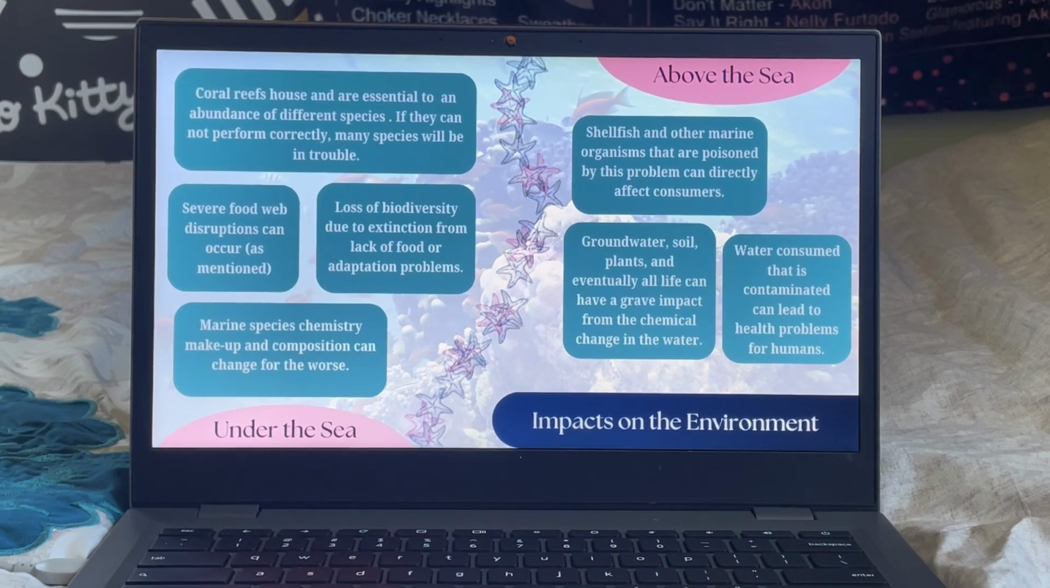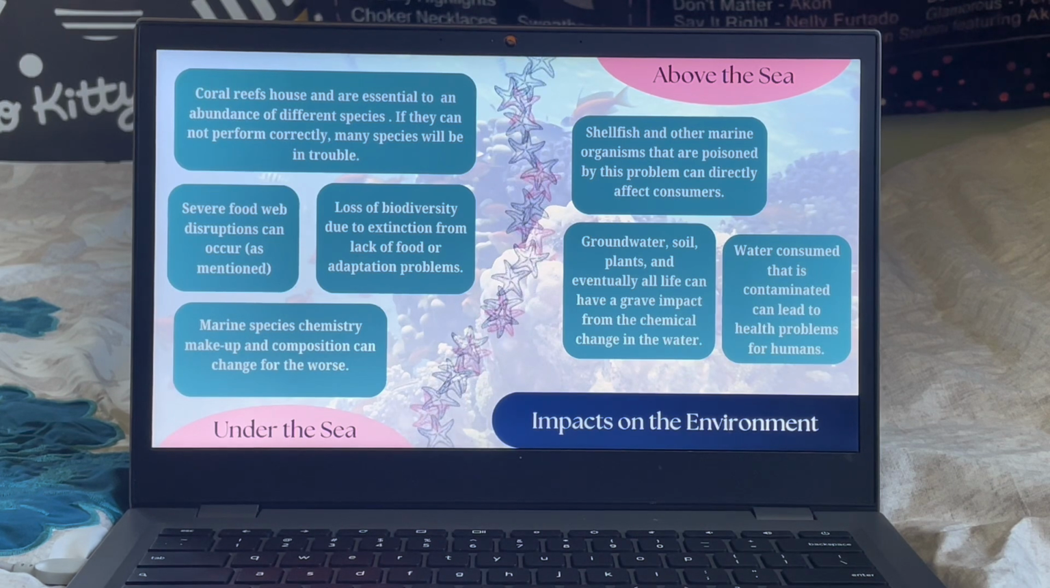Above the sea, shellfish and other contaminated organisms can directly impact consumers and fishery companies. Water consumed that is contaminated and more acidic can be harmful for humans as well. The food web above the sea can face changes too. As groundwater and soil get contaminated with acidic water, plants that grow from the contaminated resources can have changes in their makeup and nutrients. This can severely disrupt the food web and environment for all animals, including humans.